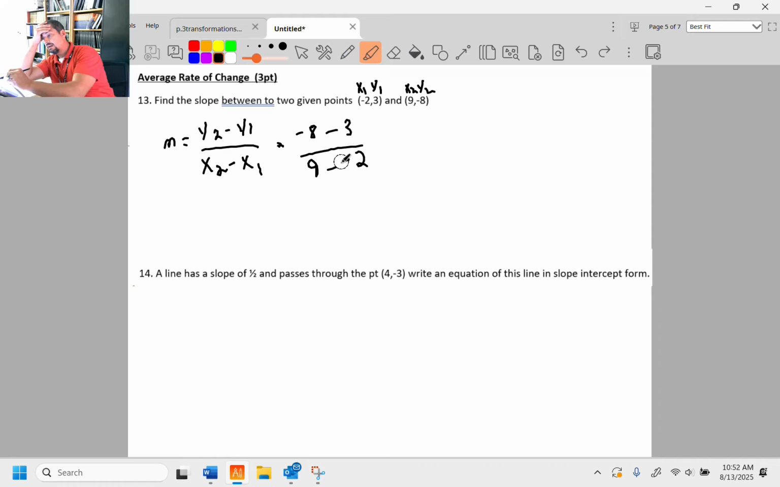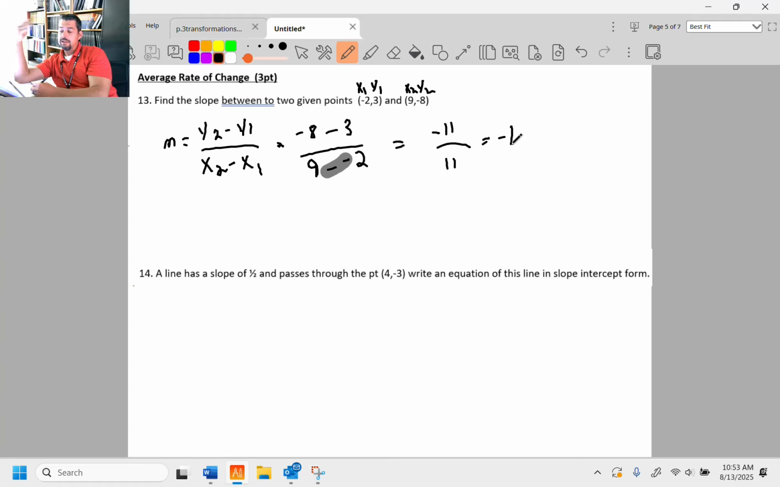And there will be a lot of kids who make mistakes right there. They'll probably just say minus 2. It's minus a negative 2. Now, taking away a negative is addition. So 9 plus 2 is 11. The numerator is negative 8 minus 3, which is, interestingly enough, also 11, but it's negative. And this simplifies down to negative 1. That is the slope between those 2 points. Fall 1, run 1.